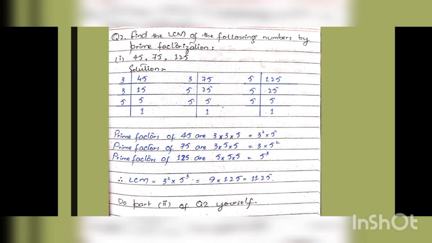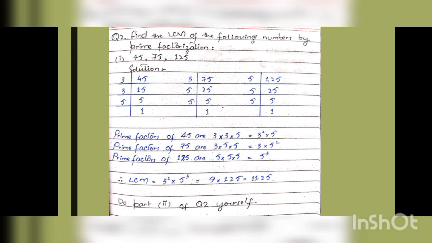Now question number 2 is: find the LCM of the following numbers by prime factorization. So we will find prime factors of 45, 75 and 125 individually, and then we will look for the least common multiple among all those. So first see 45.